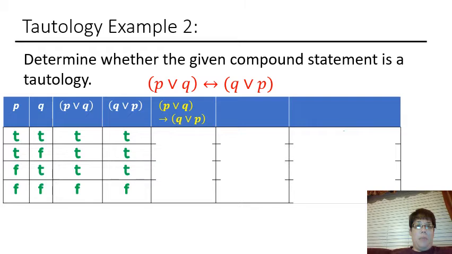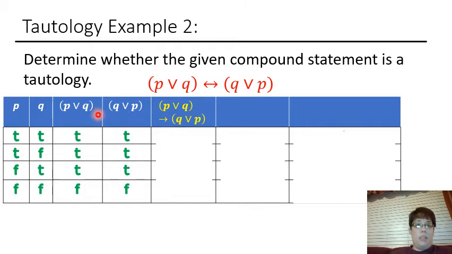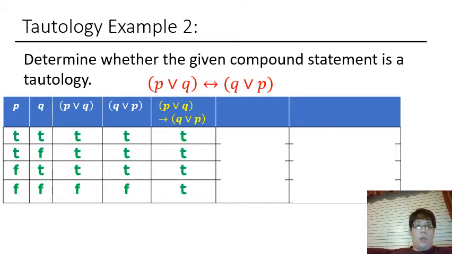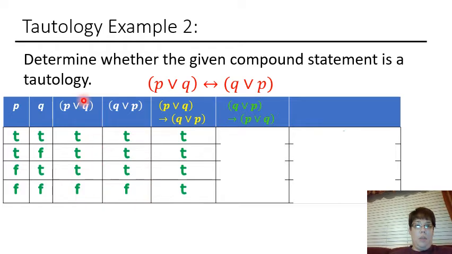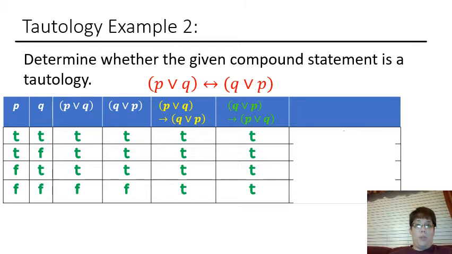Basically that means we're going to look at this column implies this column. When we do that, we end up with all truths. But we've got to go backwards now, and we've got to show that this column implies this column. I know that's kind of confusing, but because we have this double-sided arrow, that's what that means. When you do that, you end up with all truths.